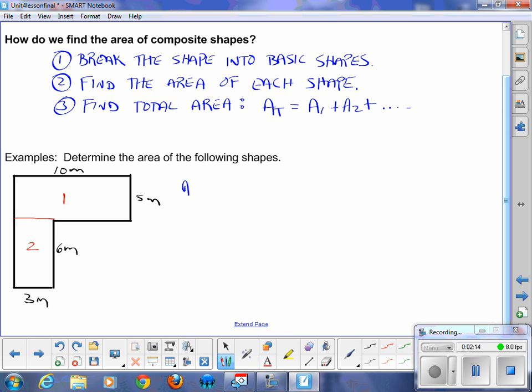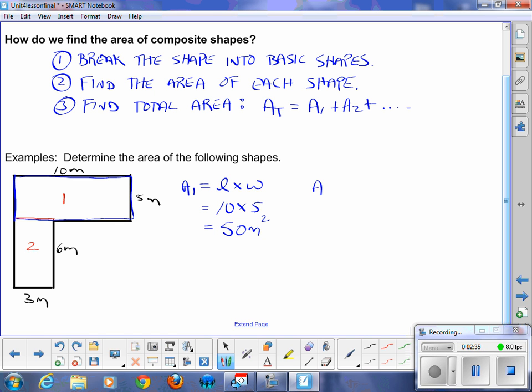So what is area 1? So I identify the shape. Area 1 is a rectangle. That would be length times width. So 5 times 10 or 10 times 5. So I know that area 1 is 50. Again, it's an area. Make sure we put meters squared.